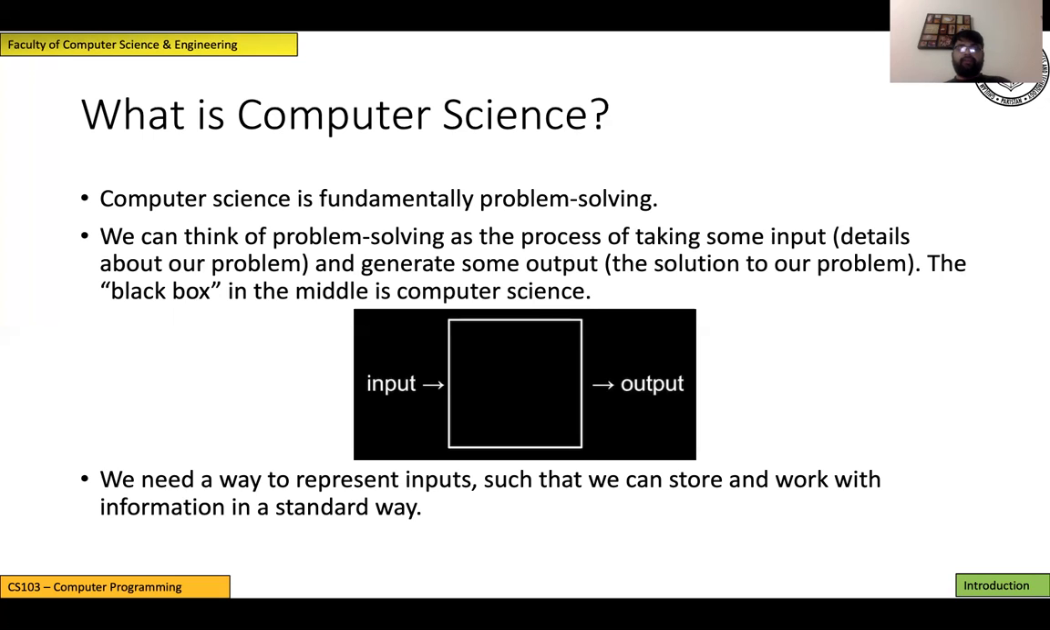If you want to process it, you need some way to represent the input. You need to store the input. You can work on the input, and then basically produce an output in a standard format as well. So these are some of the tasks that you need to do in order to convert your program from input to output.